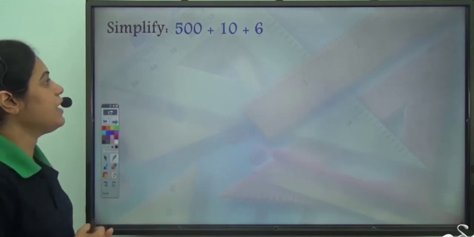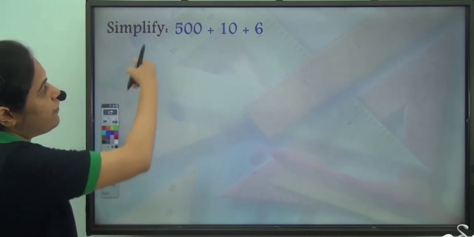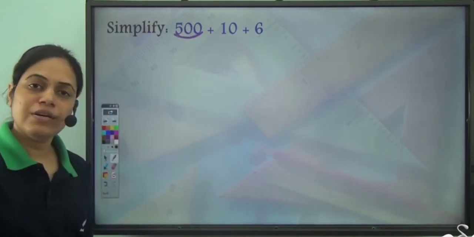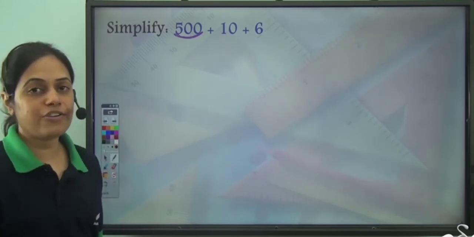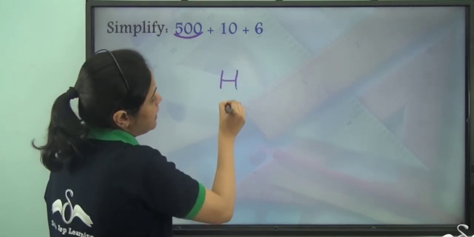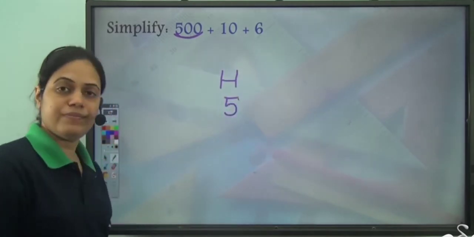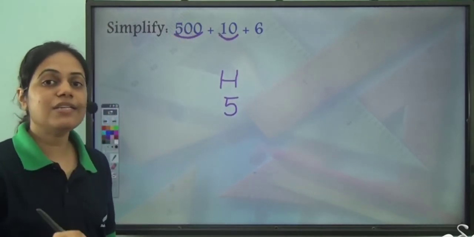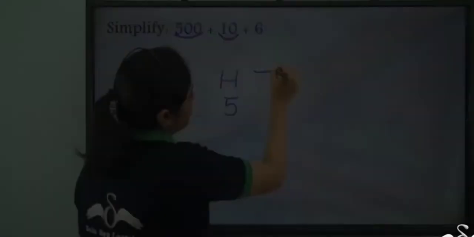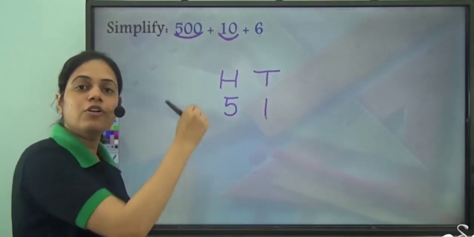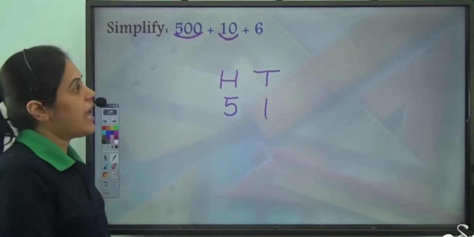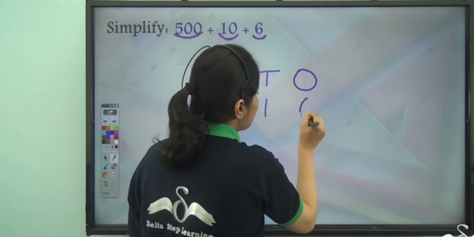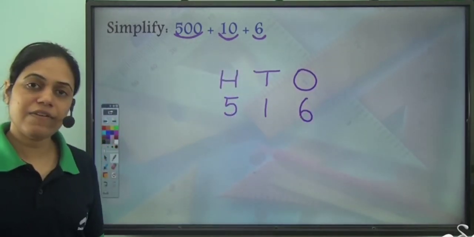But there is another way in which I can get it. So if we look at the expanded form, 500 means there are 5 hundreds. So in the hundreds place, I have 5. Then I have 10. That means there is 1 ten. In the tens place, I have 1 because 1 into 10 gives me 10. And then I have 6, which means that there are 6 ones. I have 6 in the ones place.